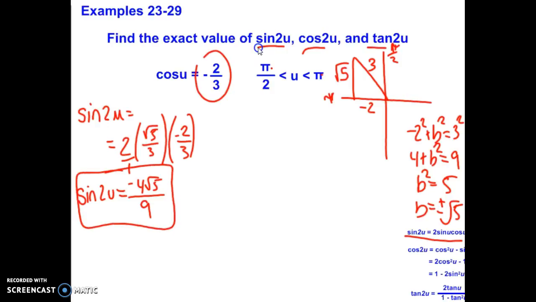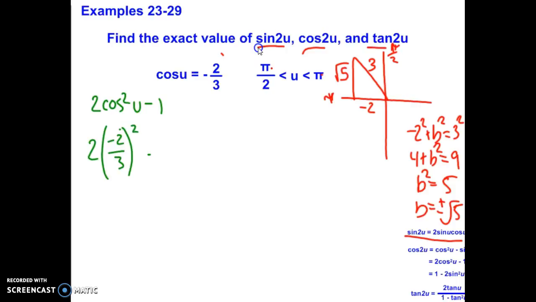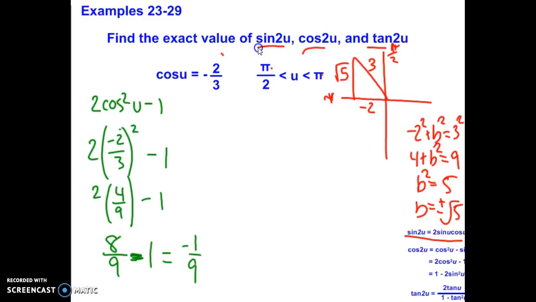Now I'm going to continue because I'm going to do the cosine of 2u. So the cosine of 2u is going to be, pick your formula. Let's do 2 cosine squared u minus 1. So cosine squared, cosine is negative 2/3. I didn't want to deal with radicals. Squared minus 1. So I get 2 times 4 ninths minus 1. 8 ninths minus 1 is negative 1/9. So the cosine value of twice this angle is going to be negative 1/9.